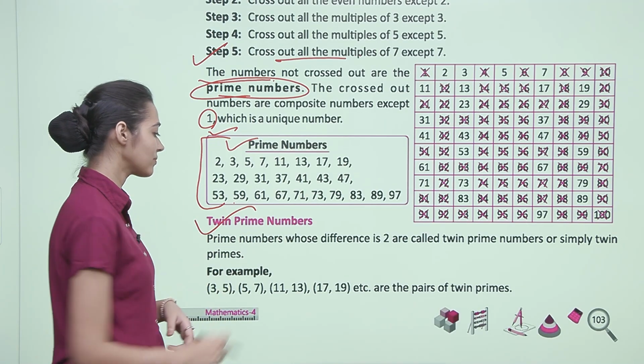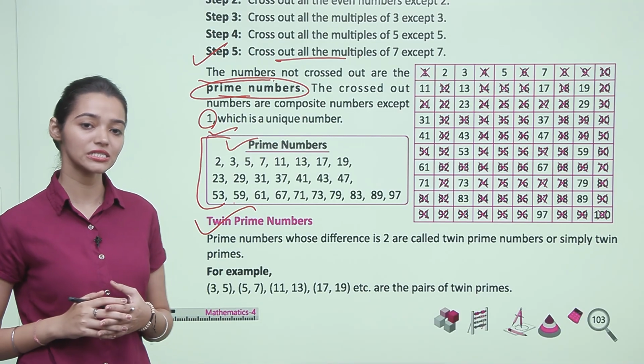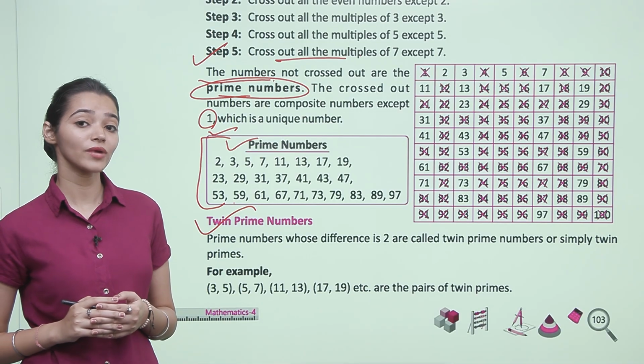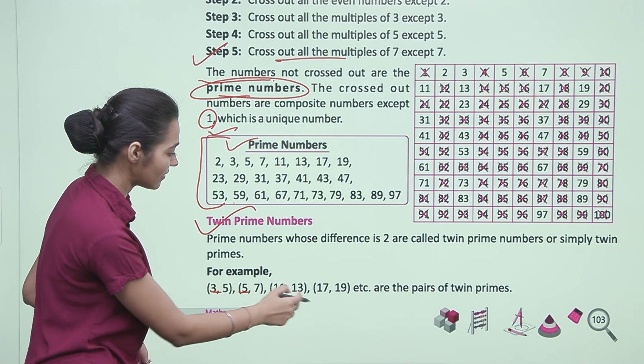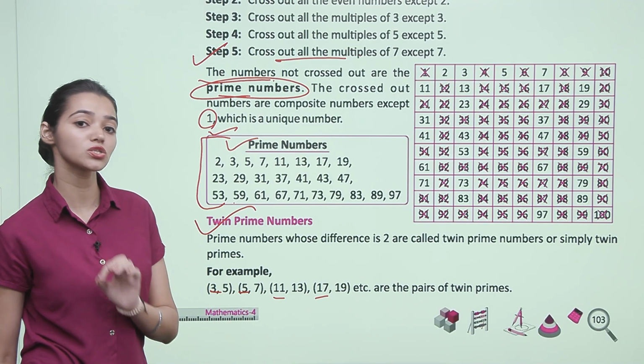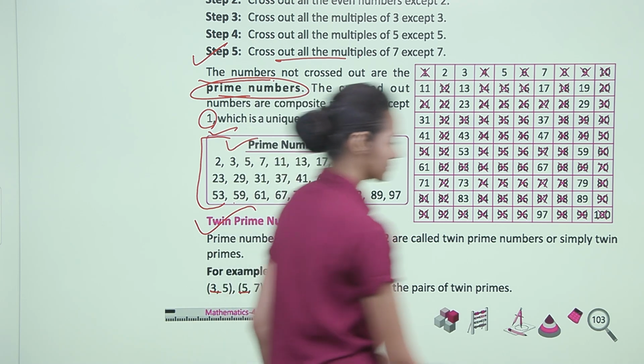Now let's start with twin prime numbers. Prime numbers whose difference is 2 are called twin prime numbers, simply twin primes. For example, 3 and 5, 5 and 7, 11 and 13, 17 and 19. The difference is 2, that means they are twin primes.